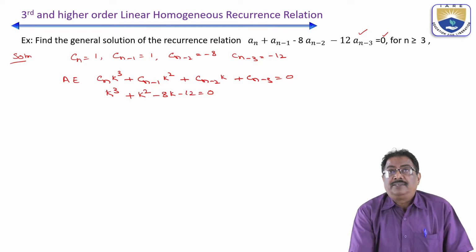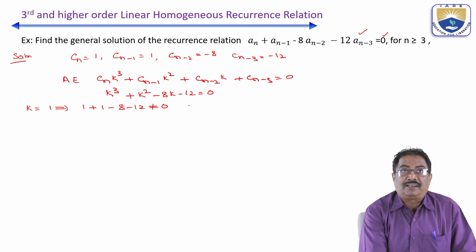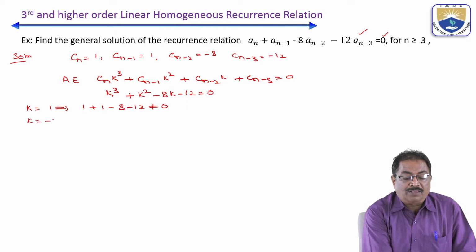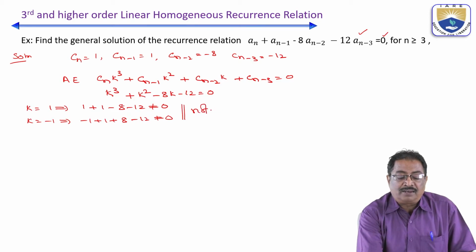Now I have to find the roots by trial and error. Taking k equal to 1: 1 plus 1 minus 8 minus 12, which is not equal to 0, so 1 is not a root of the auxiliary equation. If I take k equal to minus 1, then it is minus 1 plus 1 plus 8 minus 12, which is not equal to 0. So k equal to 1 is not a root, and k equal to minus 1 is not a root.